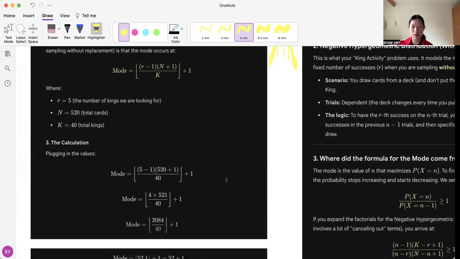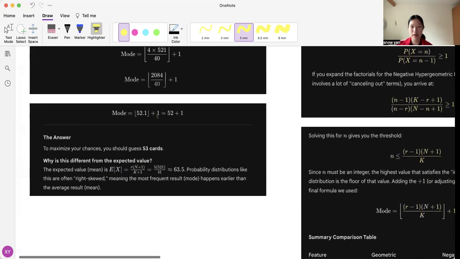And we're just going to plug in the values. R is equal to 5, N is equal to 520, K is equal to 40. So we're going to plug that in and we get 52 plus 1 is 53. So we have 53 cards.